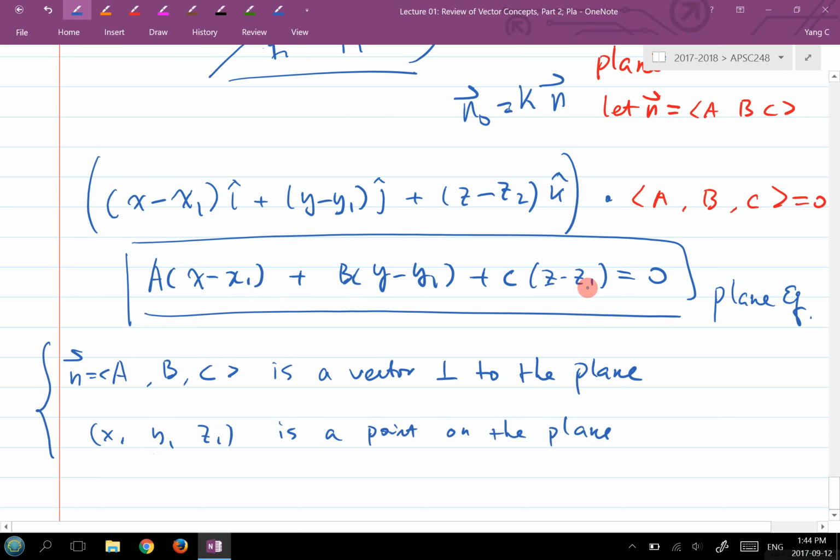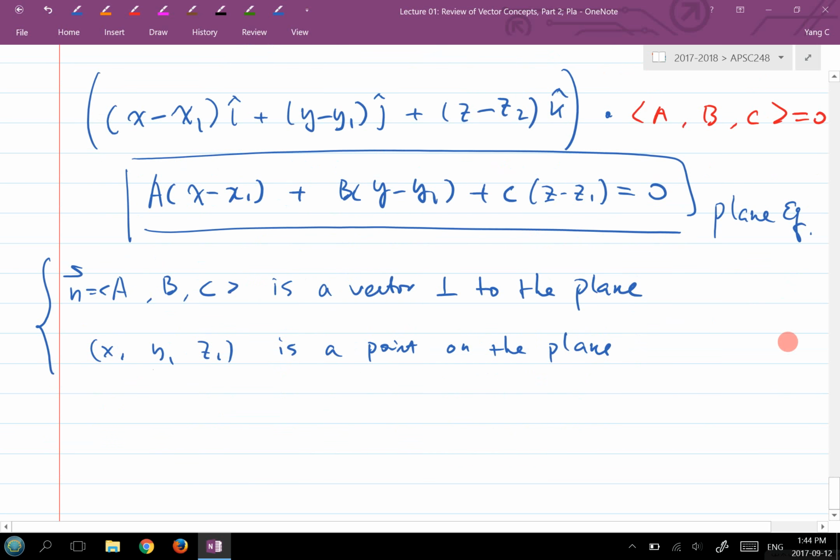So we'll emphasize a little more here. In order to get a plane, essentially you need to strive for two pieces of information. Number one, a point on the plane. Number two is what? A vector that is perpendicular to the plane. If you can find these two pieces of information, you will be able to construct the plane. Okay? So that's the idea.